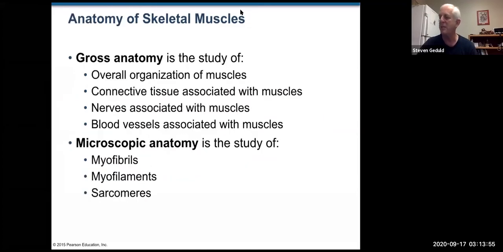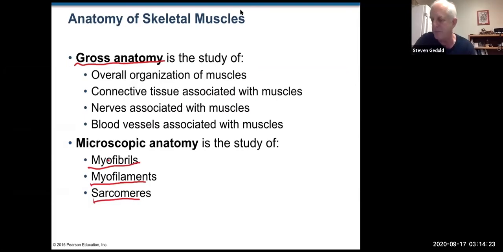Okay, so gross anatomy. Gross anatomy is the overall anatomy: the organization of the muscles, connective tissue associated with those muscles, nerves associated with the muscles, and blood vessels associated with the muscles. That's your overall gross picture of the anatomy of your skeletal muscles. How everything's connected. Microscopic anatomy is the study of the myofibrils, myofilaments, and the sarcomeres. The sarcomere is the unit of a muscle cell. We'll talk about myofilaments and myofibrils in just a little bit here.